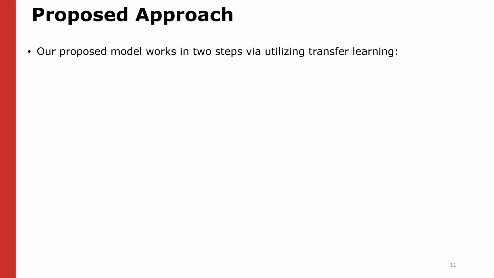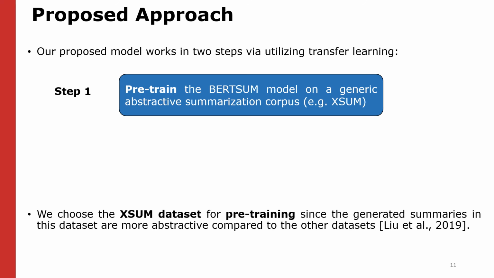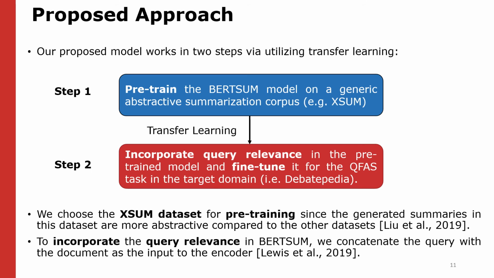Now we describe our method for the query-focused abstractive summarization task. Our proposed model works in two steps by utilizing the transfer learning technique. We first pre-train the BERT-SUM model on a generic abstractive summarization dataset. For pre-training, we chose the XSUM dataset since the generated summaries in this dataset are more extractive in nature compared to the other datasets. Then we incorporate query relevance in the pre-trained model by concatenating the query with the document and then fine-tune it for the query-focused abstractive summarization task on the target Debatepedia dataset.